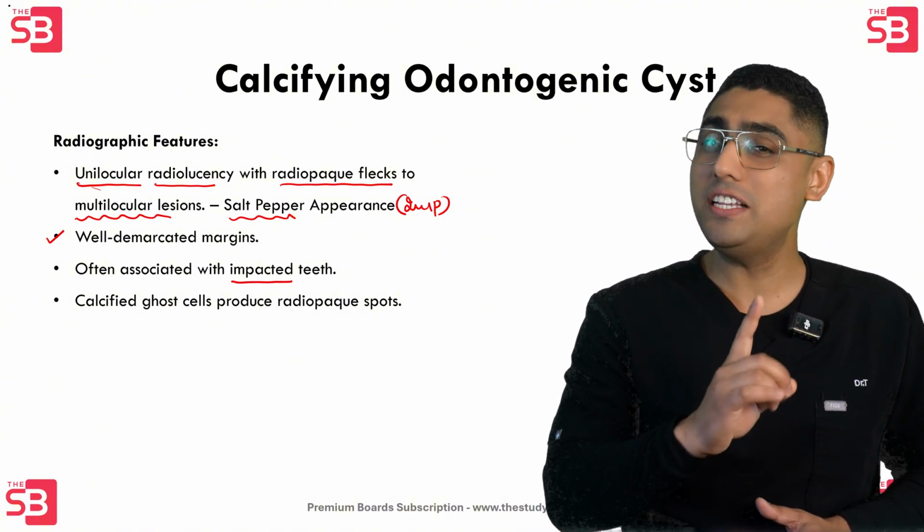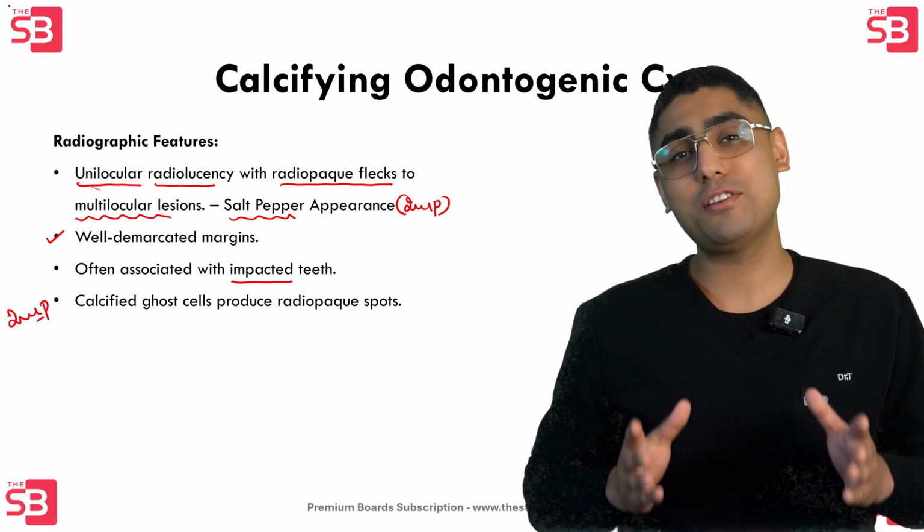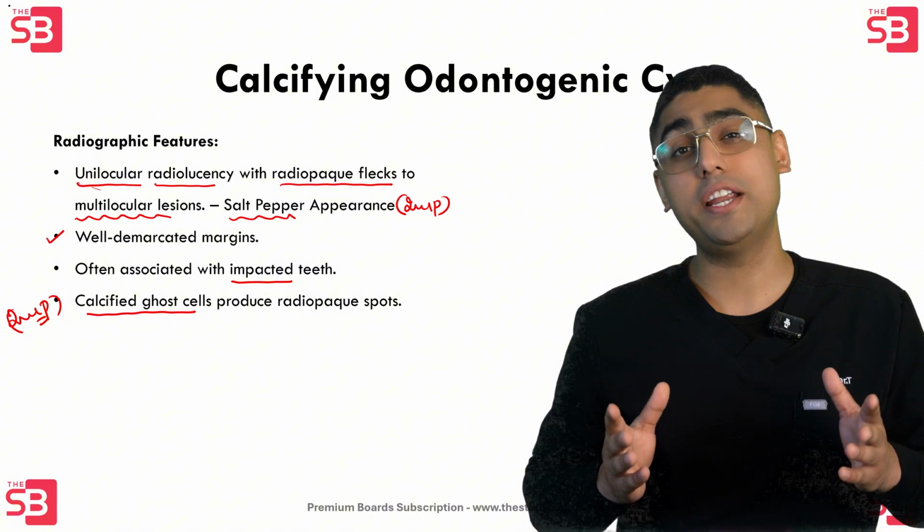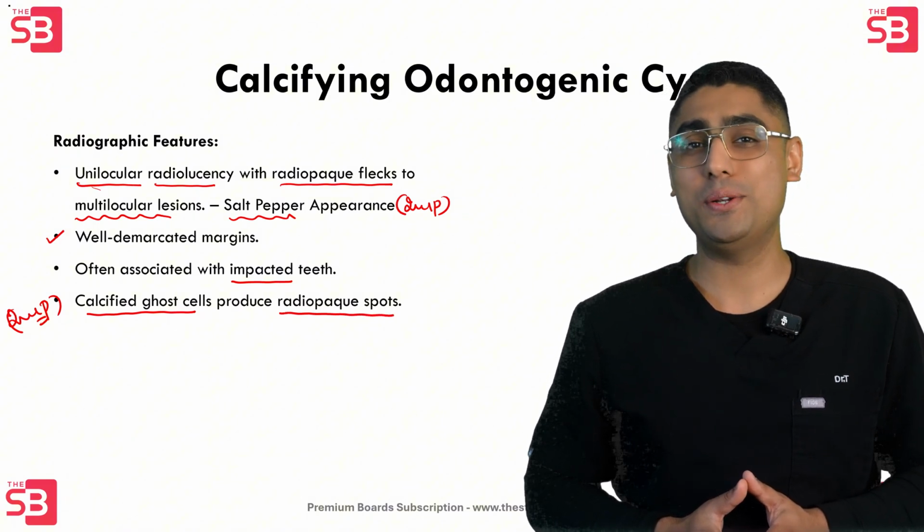Now, a standout feature of this cyst is the presence of calcified ghost cells. And these calcifications create radio-opaque spots within the radiolucency.